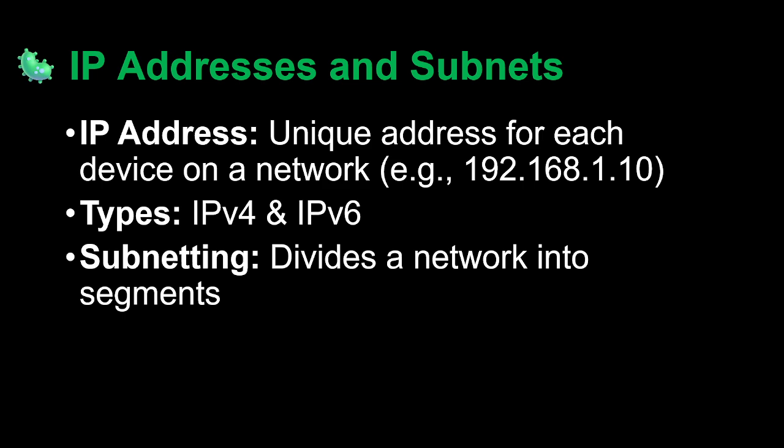An IP address is a unique address for each device on a network, for example 192.168.1.10. Basically there are two types, IPv4 and IPv6. Subnetting divides a network into segments or smaller parts.